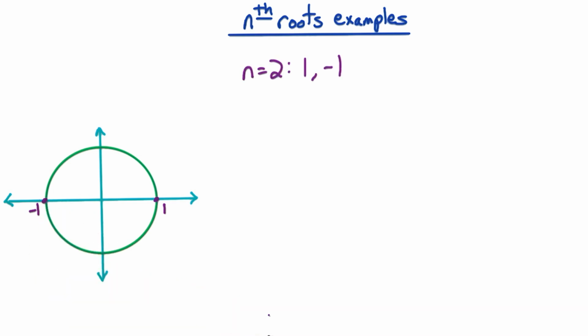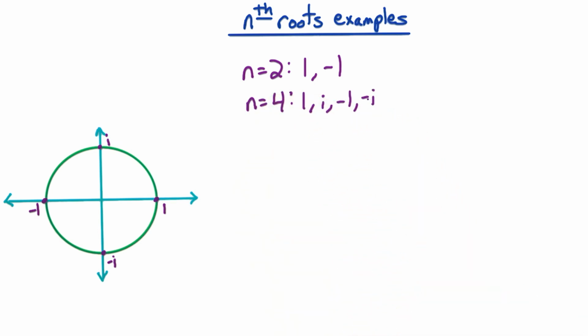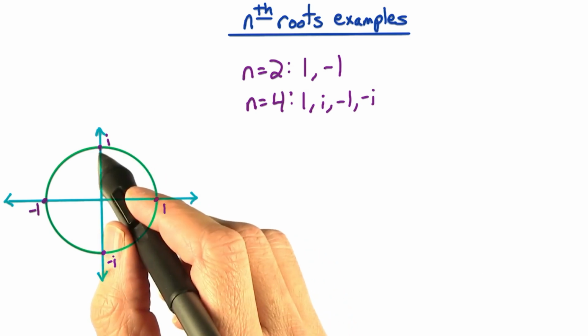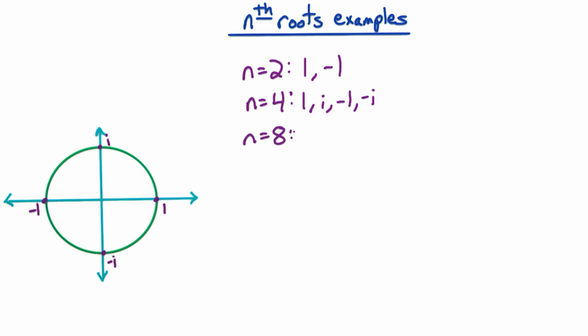For the case n equals 4, we also have the points i and minus i. So we have the 4 points 1, i, minus 1, minus i. This corresponds to going around the unit circle in step sizes of pi over 2. Then for n equals 8, we further subdivide the unit circle. Now we go in step sizes of pi over 4.